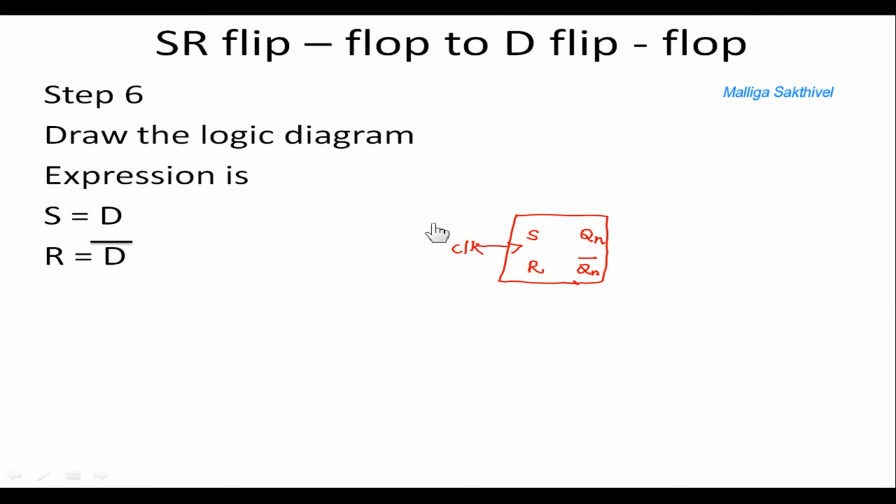Now we are going to connect the inputs S and R. The input for S is D, so we can connect D to this S. And R is the complement of D. So this is D, and we have to give the complement of D to R. So we connect an inverter here and feed it to the R terminal, right? So this is the logic diagram for our realization of the SR to D flip-flop. I hope you understand. Thank you.